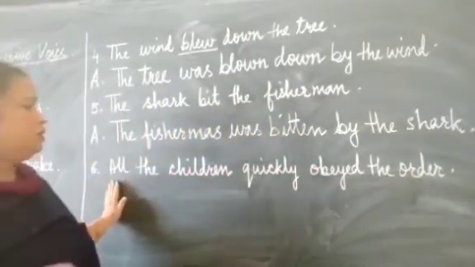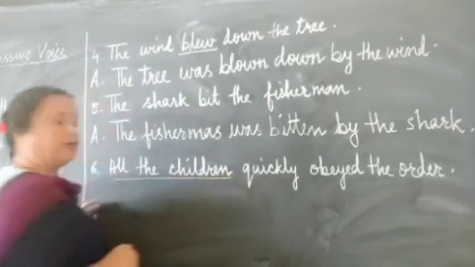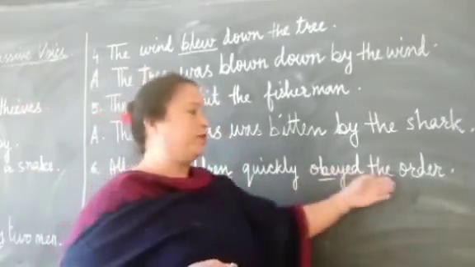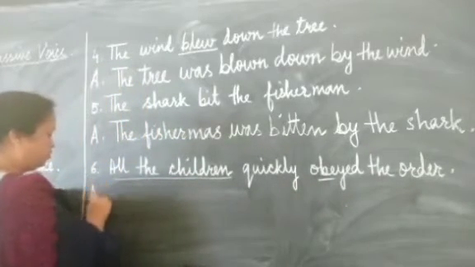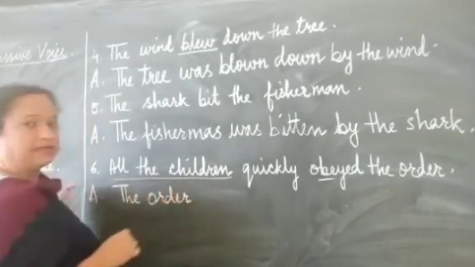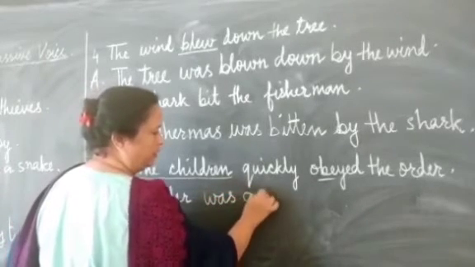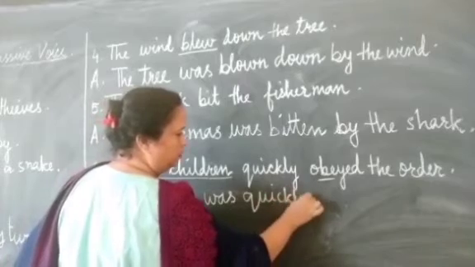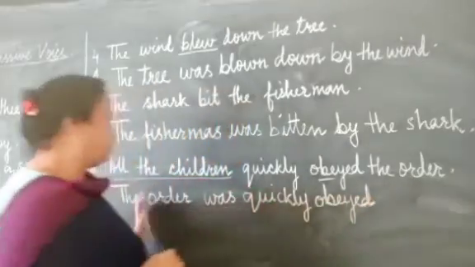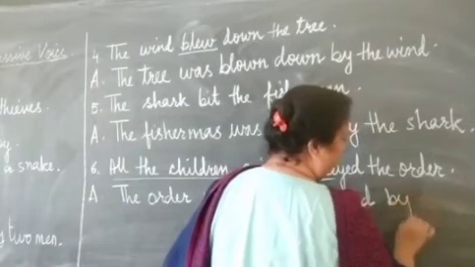Next we have, all the children quickly obeyed the order. Now we have all the children as your subject and we have the word obeyed. Now what did they obey? They obeyed the order. So we begin with the new subject, that is the order. Since the active sentence is in the past tense form, we will be using was. Now we will write quickly. Was quickly obeyed. This is how we write it in the passive form. The order was quickly obeyed by whom? By all the children.